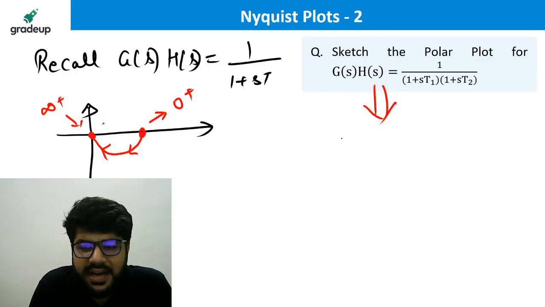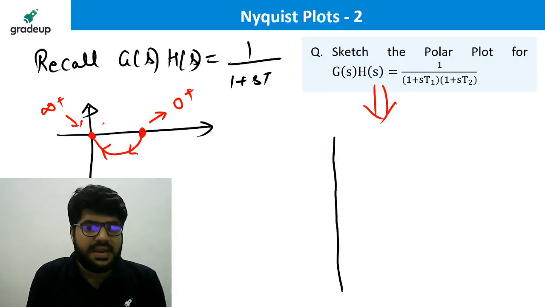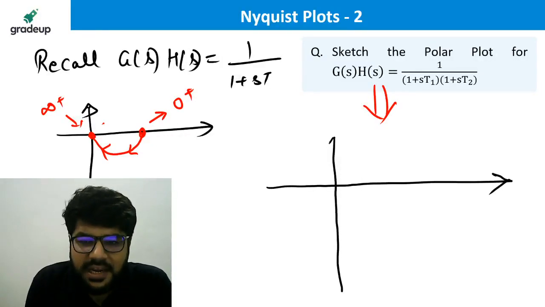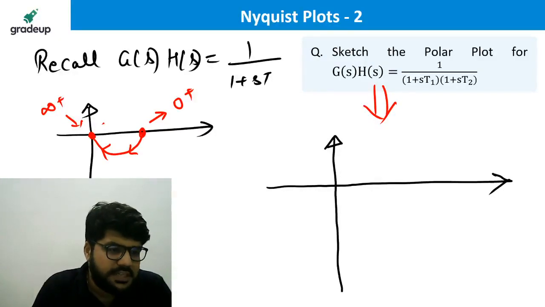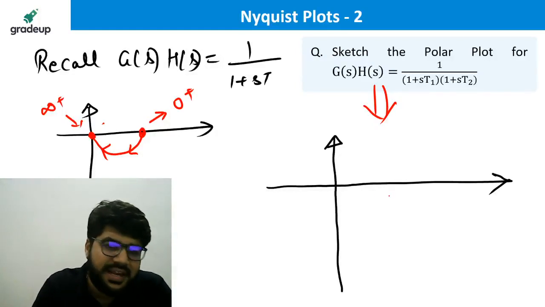Again, the addition of an open loop pole at minus 1 by T on the negative real axis will shift only infinity plus, and it will not affect 0 plus. It will shift infinity plus but not affect 0 plus. Now it is going to be in the fourth and third quadrant.